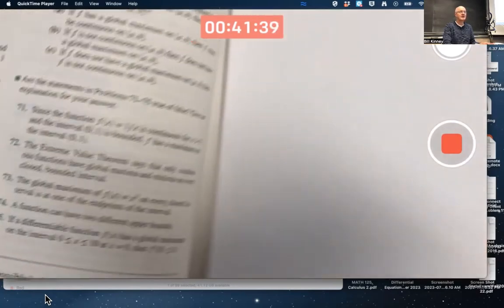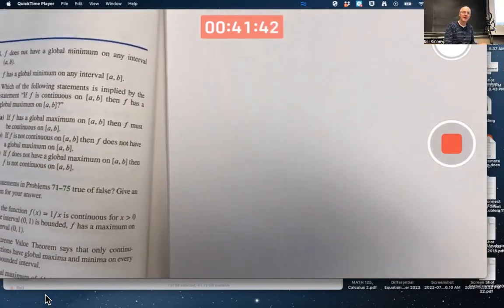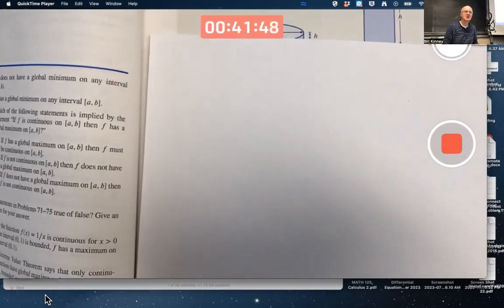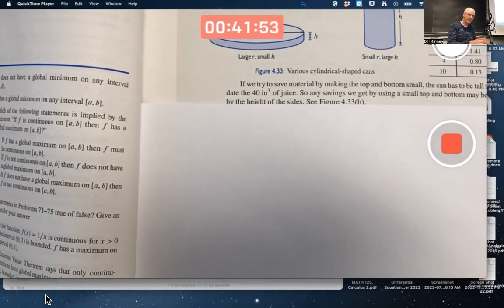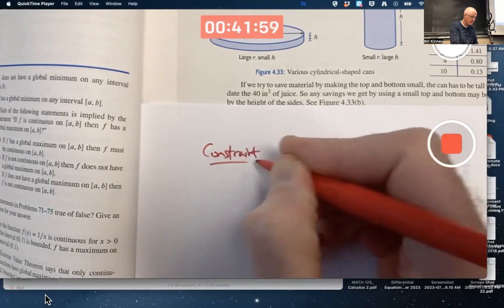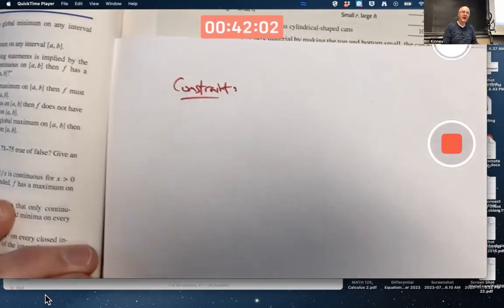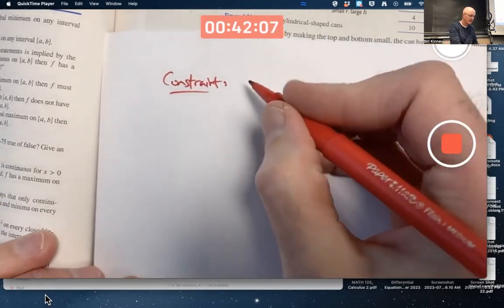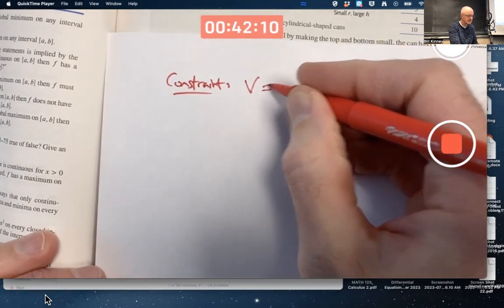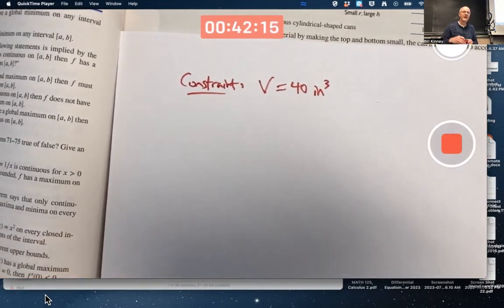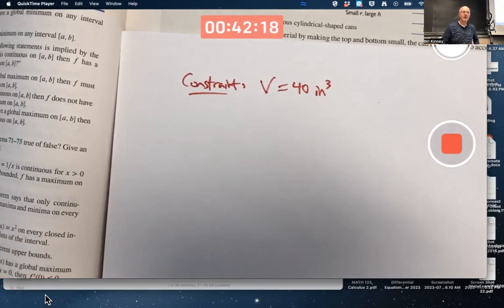I like thinking about these problems in a certain kind of way that you will not find in the book. I like identifying what I call the constraint and the objective. The constraint here, well, it is constraining us. It's the fact that the volume, V, is fixed at 40 cubic inches. That is constraining what's going on.